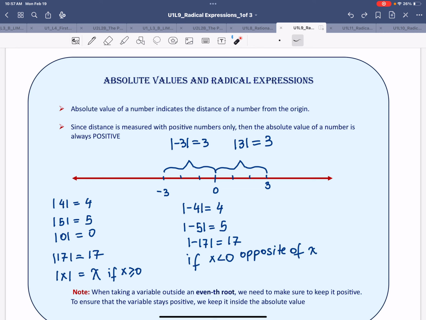However, if x were to be a negative number, like all these examples we looked at, then the answer will be the opposite of the number inside the absolute value, so the opposite of x. And the way we write it is absolute value of x equals the opposite of the number inside it. Again, providing that these numbers are negative. So we take the opposite of a negative to make sure that this entire number here will stay positive.